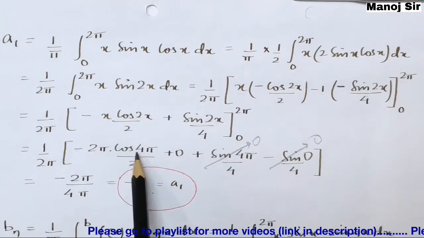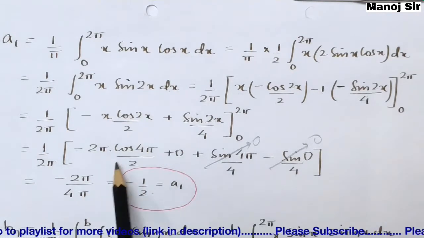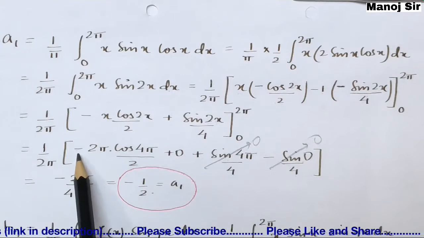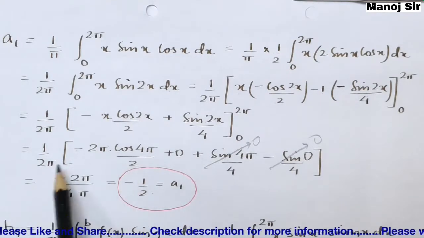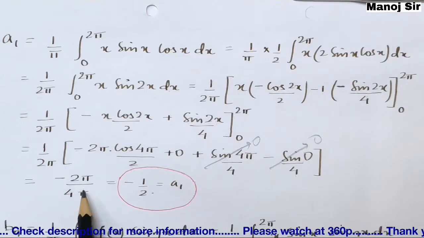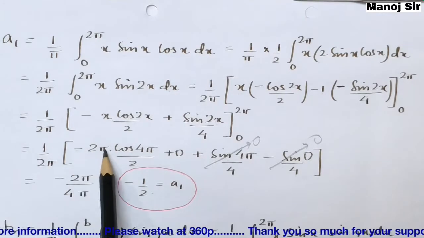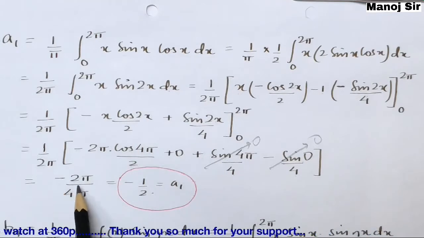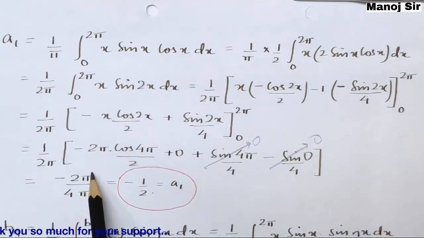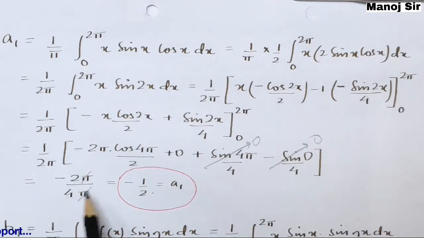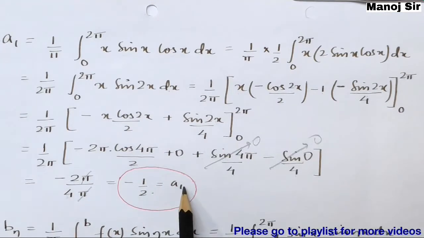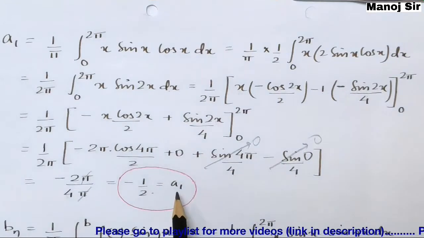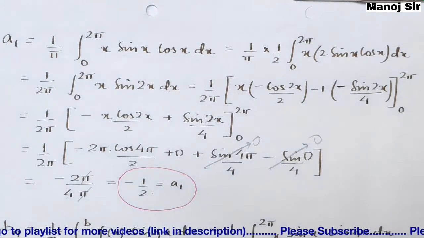Cos of 4 pi is how much? 1. So this is going to be minus 2 pi upon 2 pi into 2. So this 2 into 2 pi will become 4 pi, and we have minus of 2 pi. This is 1. So we have minus 2 pi upon 4 pi. Pi gets cancelled. This is 1 upon 2. With this negative sign, this is minus 1 upon 2. So finally we can say what is the value of a1? a1 is minus 1 upon 2.